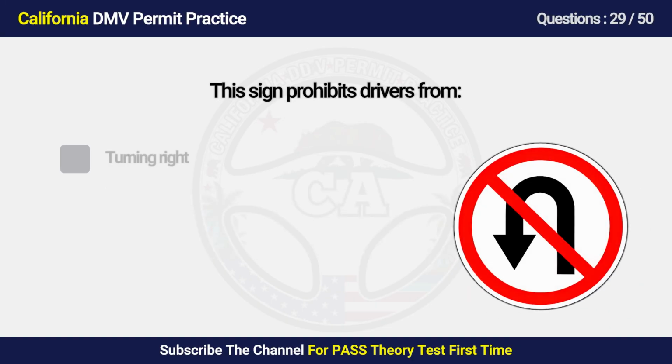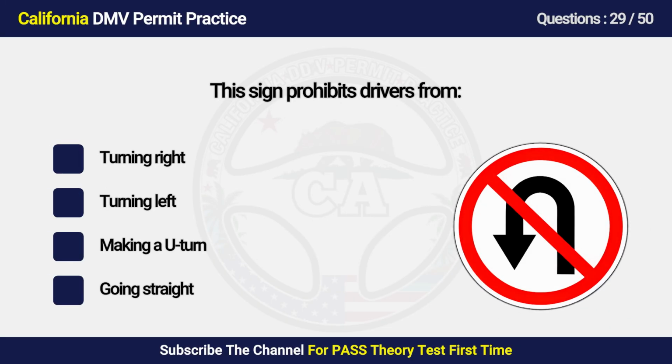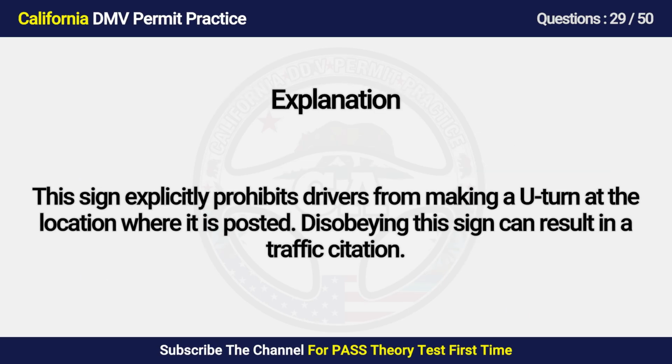Question 29. This sign prohibits drivers from: A. Turning right, B. Turning left, C. Making a U-turn, D. Going straight. Answer is C. Making a U-turn. This sign explicitly prohibits drivers from making a U-turn at the location where it is posted. Disobeying this sign can result in a traffic citation.